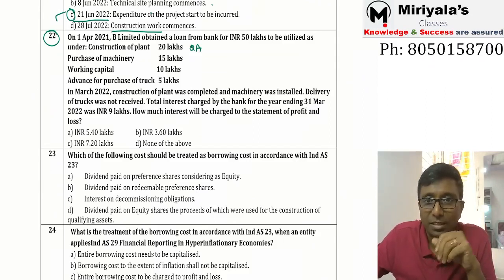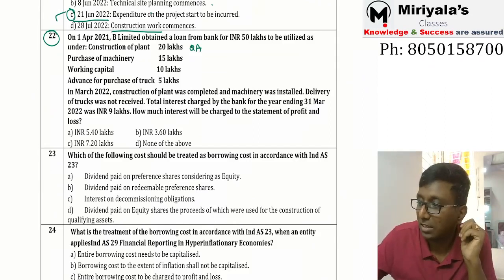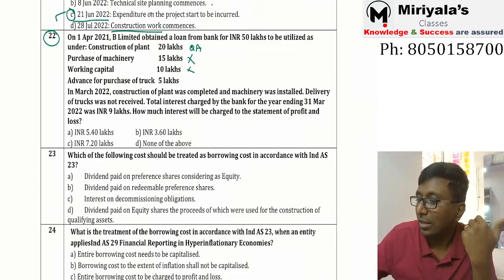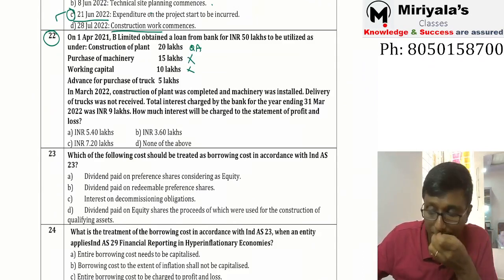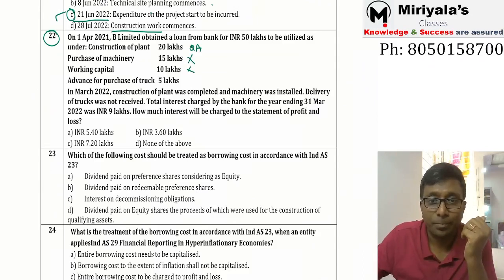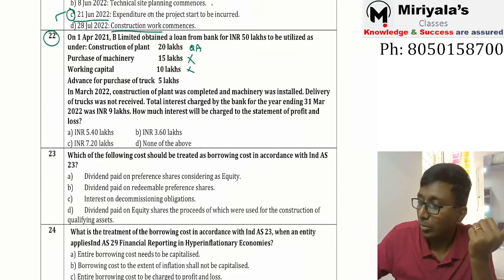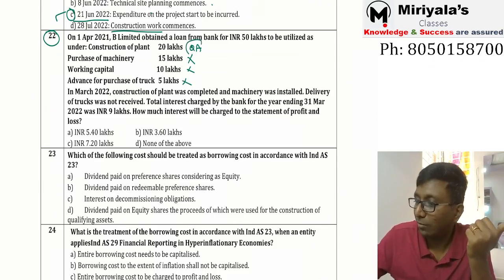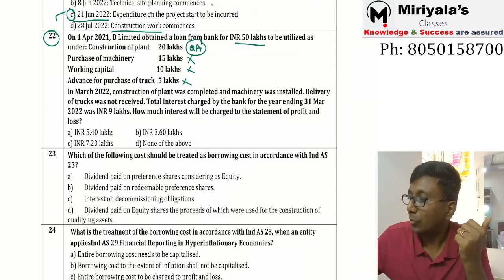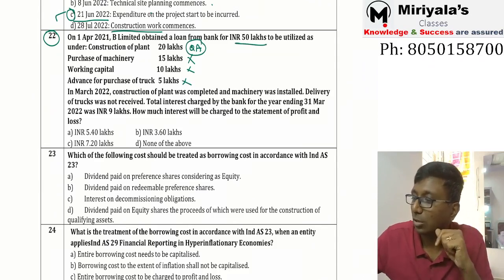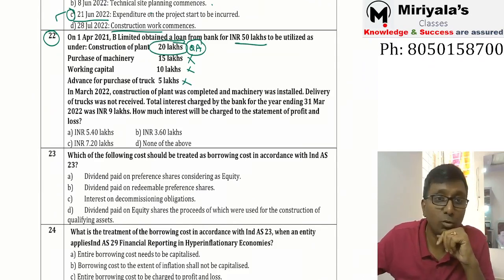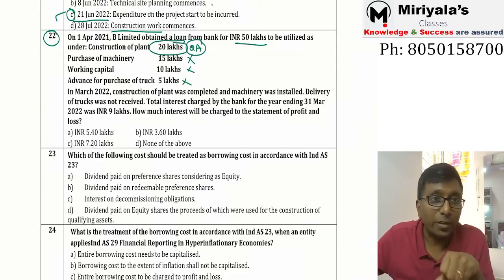Unless he mentions it very clearly, that's why this is not a qualifying asset. Working capital is not a qualifying asset. Advance for the purchase of the truck: the truck is a ready-made item. Just because we give an advance, only then will they start making it? No, my dear, this also cannot be. So there is only one item. How much have you utilized? 50 lakh rupees utilized. Out of 50 lakh rupees, only 20 lakh is going to be related to the qualifying asset.